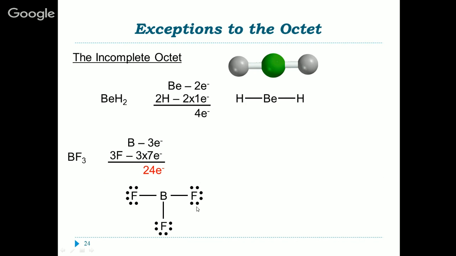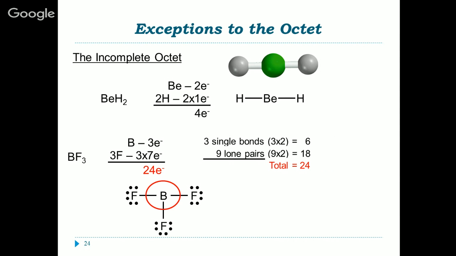The fluorines have their stability, 8 around here, 8 around here, 8 around here. However, boron only has a total of 6 electrons, 2 from each bond that is associated with this. This allows boron then to do some special chemistry where it can actually accept another pair of electrons. So boron is an example of an incomplete octet, as is beryllium.